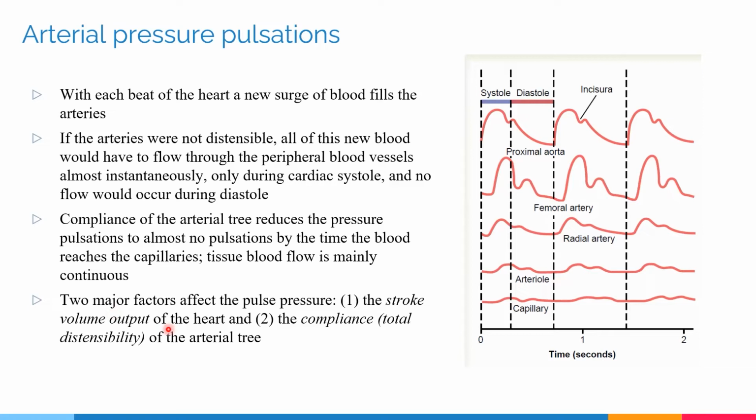The two factors which affect the pulse pressure are the stroke volume output of the blood, which is the amount of blood that is ejected from the heart during the systole, and the vascular compliance of the arterial tree. That is, the compliance and the distensibility, which is how much blood the vessels can accommodate within themselves with respect to a change in pressure.